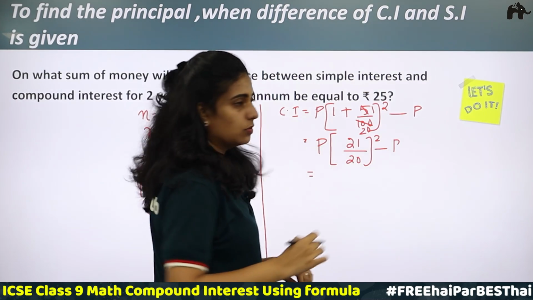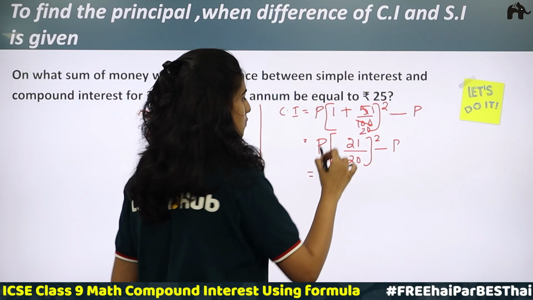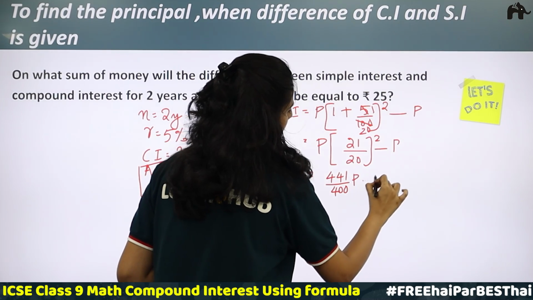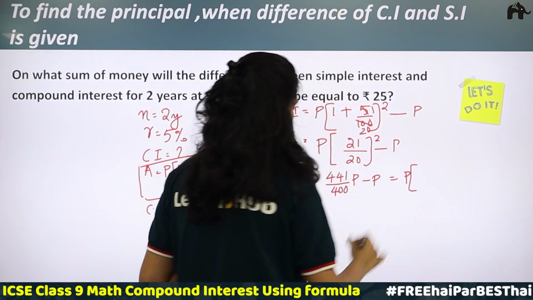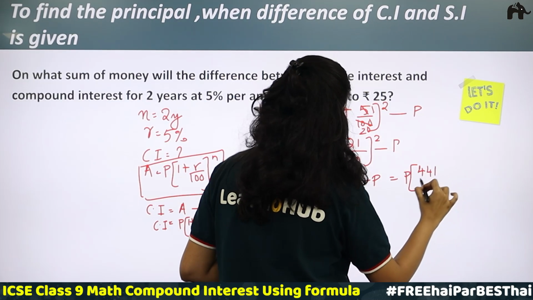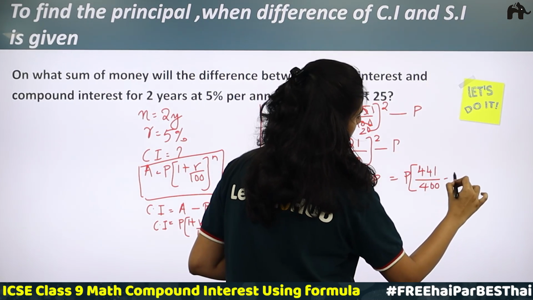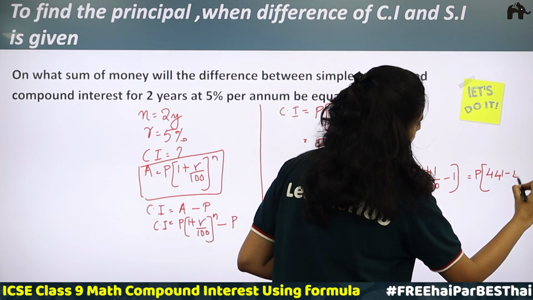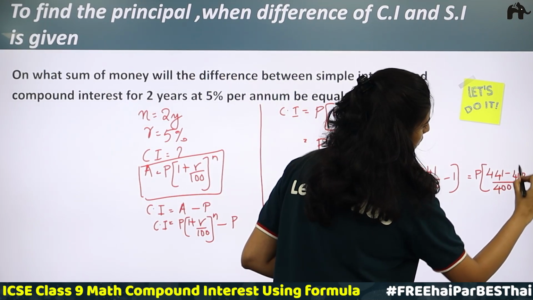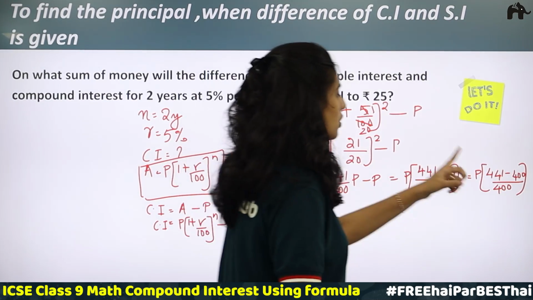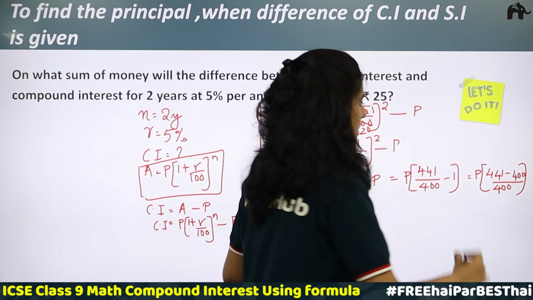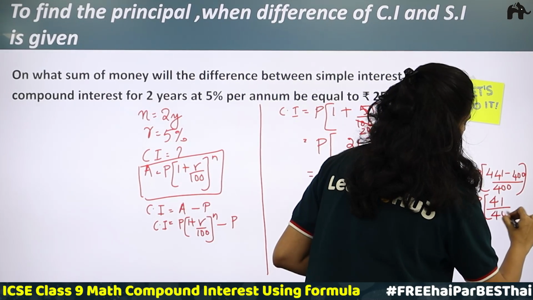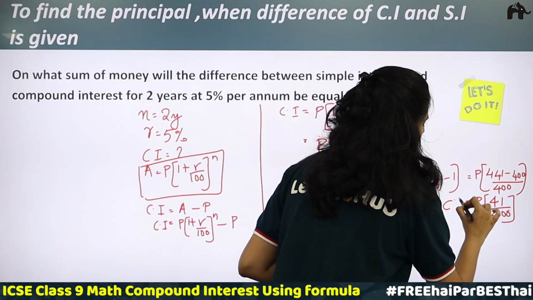This is equal to, what is 21 square? 21 square is 441. 441 divided by 400, P minus P, which is equal to P into 441 by 400 minus 1, which is equal to P into 441 minus 400 divided by 400. For 441 minus 400, you will be getting 41. So, P into 41 divided by 400, you will be getting the compound interest.